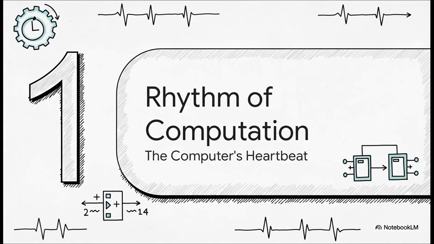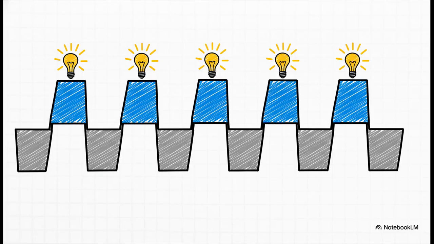So, first things first, let's talk about timing. Every single computer needs a pulse, a steady rhythm, to make sure all of its parts are working in perfect sync. You can think of this as the computer's heartbeat, and we call it the clock signal. A clock signal is, believe it or not, incredibly simple. It's really just a voltage that switches between high and low, a 1 and a 0, over and over again at a super fast and consistent rate.